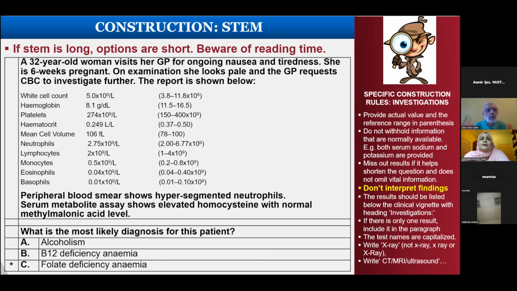A 32-year-old woman visits the GP for ongoing nausea, tenderness and tiredness. She's 6 weeks pregnant. She looks pale. The GP requests a complete blood picture, and following is the report. This is the complete report. You can reduce the content of the report by giving only the abnormal findings or the main findings, and saying the remaining profile was normal.